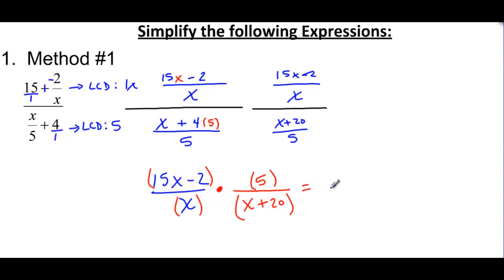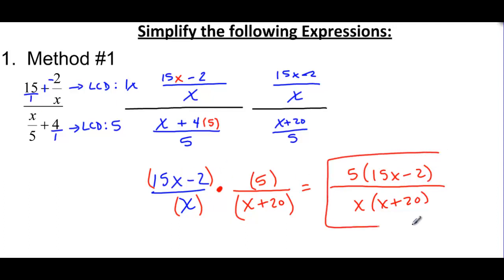So my final answer, we usually put the number first, so I have a 5 times 15x minus 2 over x times x plus 20. Now we usually always leave our denominator factored. Sometimes we can distribute our numerator, but right now, since it's already factored, we should just leave it like that, and that would be my final answer.